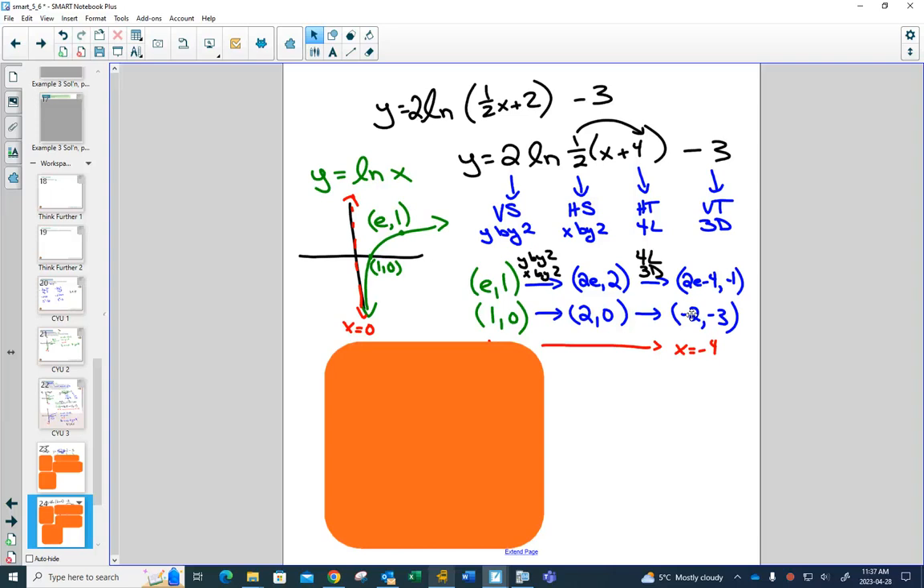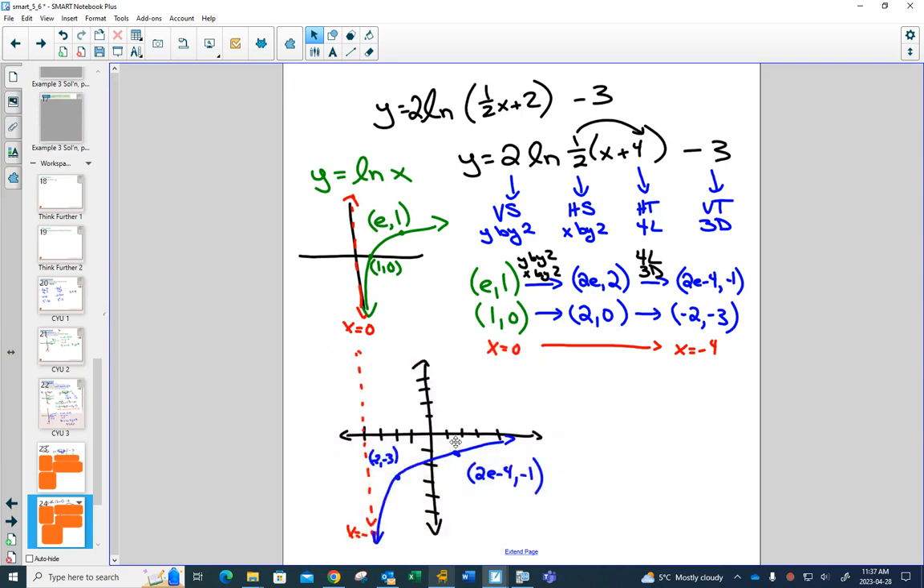And if you're wondering, where do you graph that? Well, e is about 2.7. So if we just do some approximation, 2.7 times 2 would be 5.4. 5.4 minus 4. This is going to be roughly at about 1.4. So we label 1.4 comma negative 1. Draw your asymptote, label the other point, and you can draw the graph.